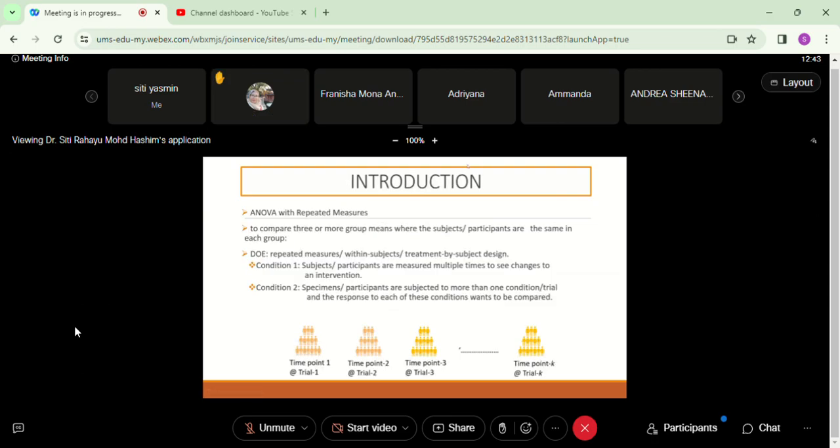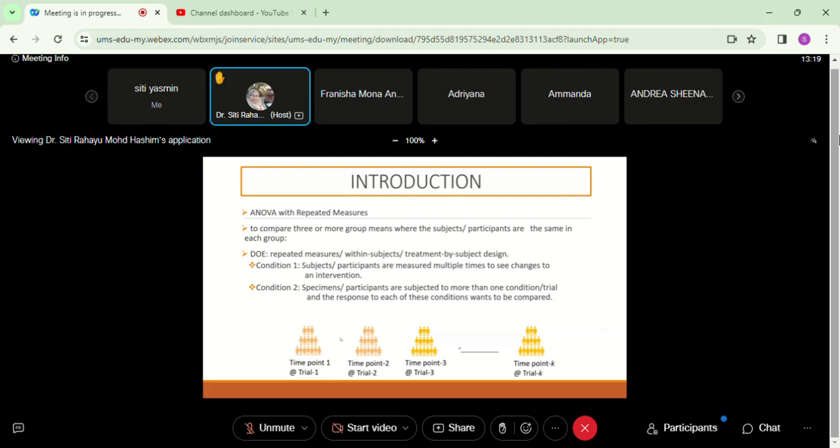Okay, so what you need to know about the Anova with repeated measures is that you measure the same subject or the same group a few times. So when I said to compare 3 or more group means, the group actually refers to the group of observations, not group of the subjects. So to compare 3 or more group means where the subjects or participants are the same in each group, meaning that we have the same group and then we measure them a few times.